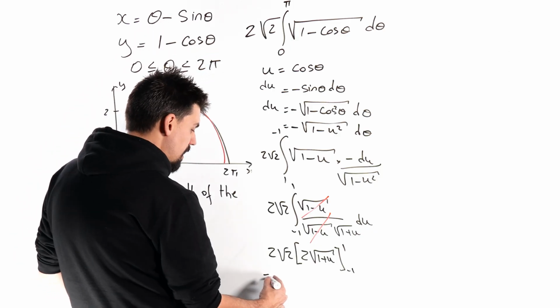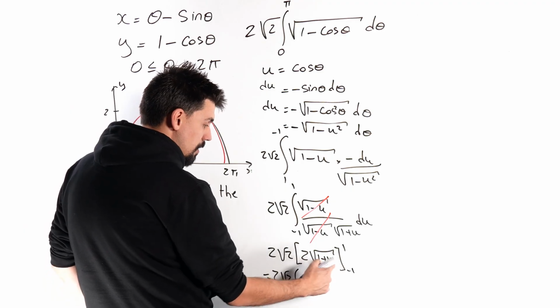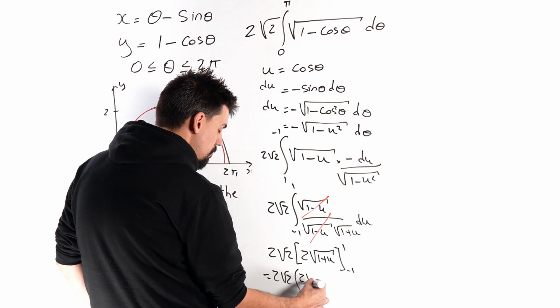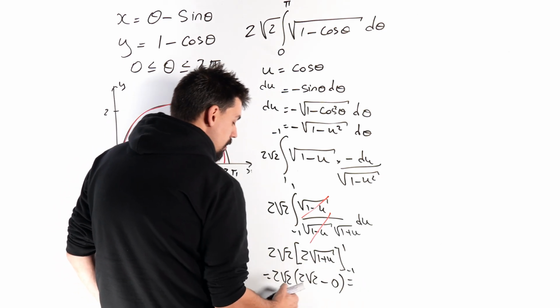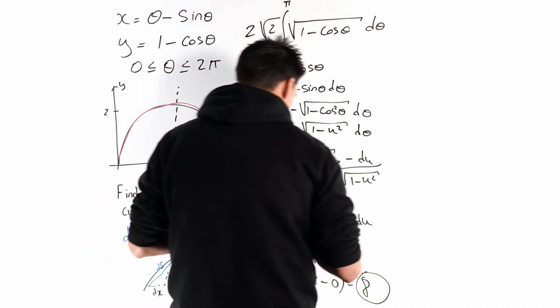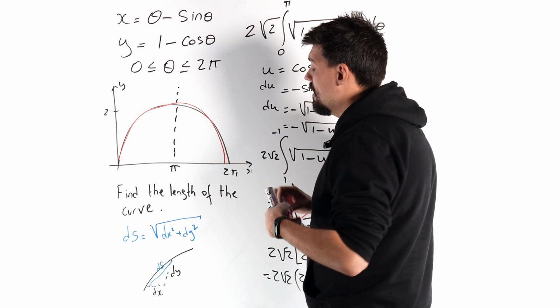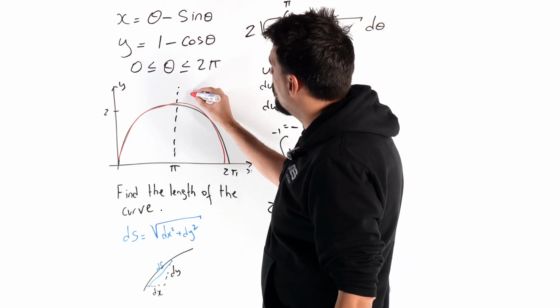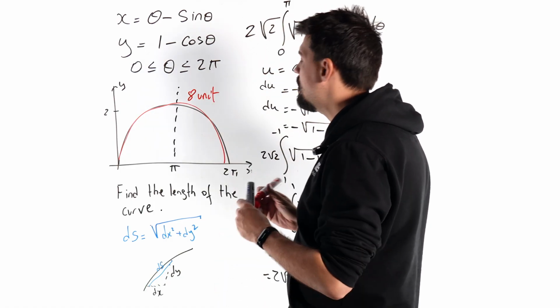And what happens to this, that is 2 root 2 times, put in the 1, that's 2 root 2, and put in the minus 1, you get 0. 2 root 2 times 2 root 2 is 8. So this thing here, like I've been playing with this for hours at this point. This length there is 8 units long.